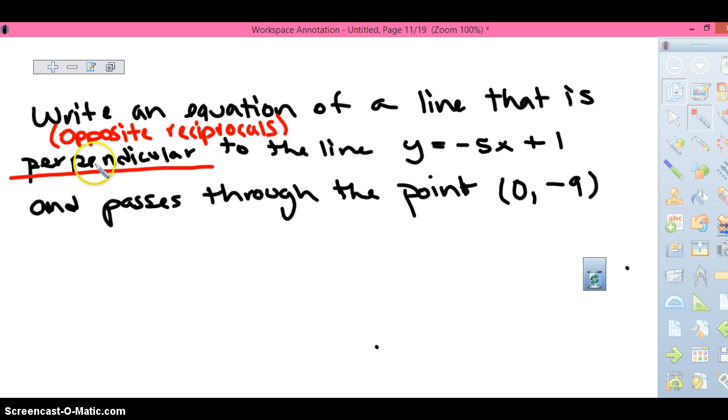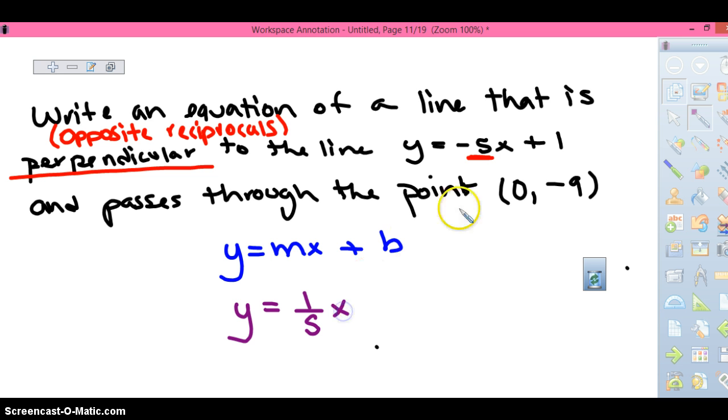So a perpendicular line has a slope that is an opposite reciprocal; the slopes are opposite reciprocals of each other. So the slope of y equals negative 5x plus 1 is negative 5. What would be a slope that is the opposite reciprocal? That means the new slope would be 1/5 x. What about the y-intercept if it passes through the point (0, -9)? So the y-intercept would be negative 9.